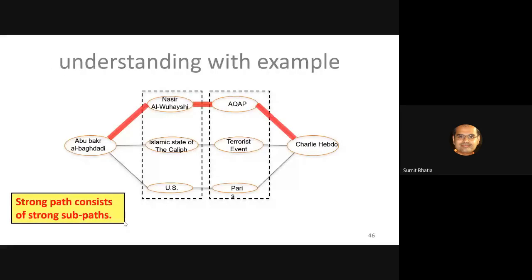So then we look for a second source of intuition. The intuition is that if we say a path between entities is a good path, a strong path, then that means a strong path should consist of strong subpaths. So we say that a path between al-Baghdadi and Charlie Hebdo is strong if the individual subpaths, al-Baghdadi to al-Buhaishi to AQAP, and AQAP to Charlie Hebdo, are also individually strong. Right? So it's a greedy algorithm, right? A strong path consists of individually strong subpaths. So that's the intuition.